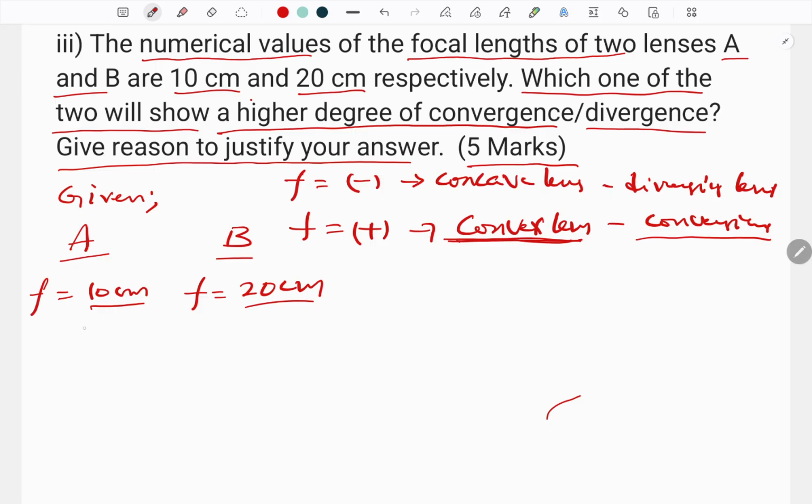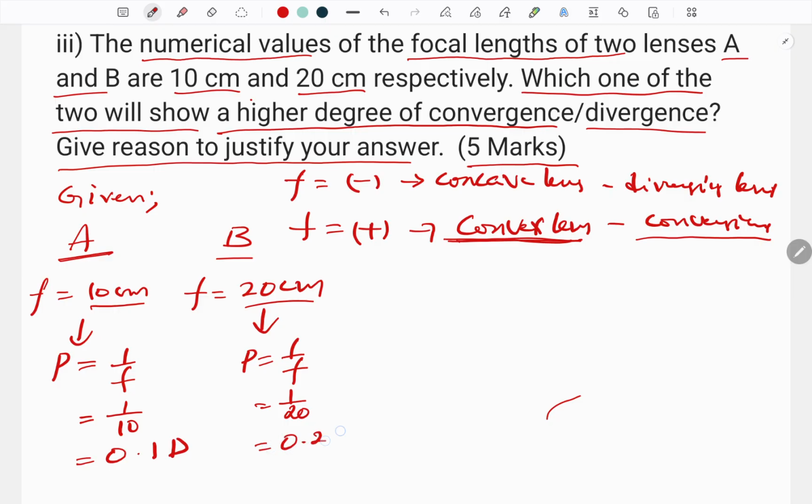To find this out, we need to find the power of the lens. We know power equals 1 by focal length. So for lens A, power is 1 by 10, that gives you 0.1 diopters. Now for B, power equals 1 by F, then 1 by 20. It gives you 0.2 diopters of power.